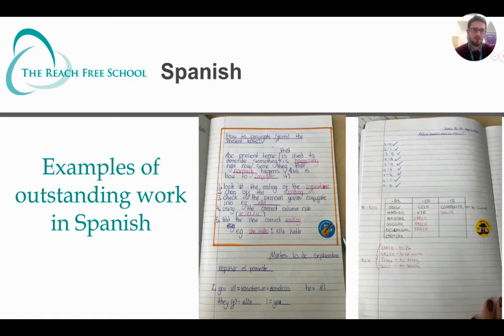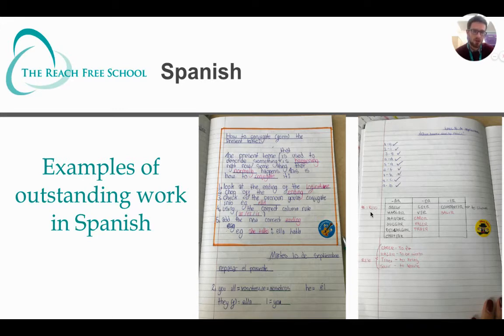Here are some examples of some outstanding work from our pupils in Spanish. The books are very similar to most other subjects with a couple of bits of difference. We have the date written in Spanish to help pupils remember the days of the week, the months, and the numbers. We have lots and lots of purple pen where pupils mark their own work, because we have lots of little activities in Spanish, lots of match-up activities and things like that.